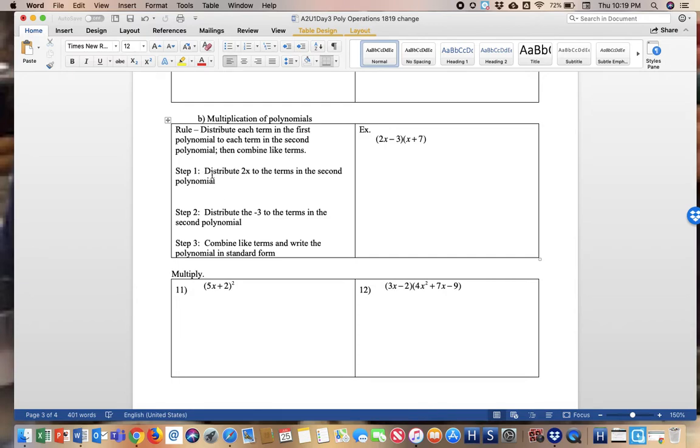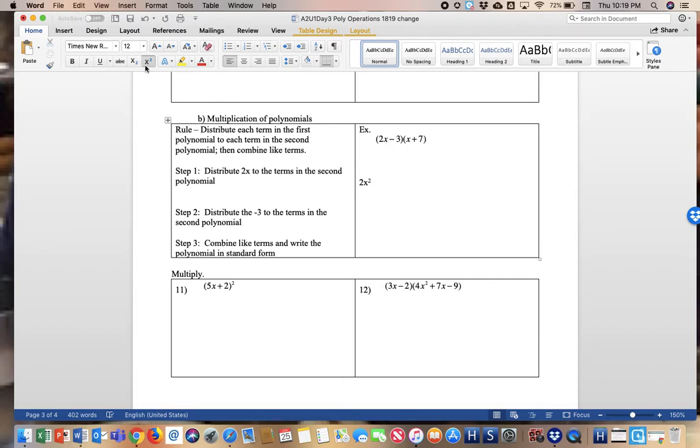So let's go through and do that. So we're going to distribute the 2x to the terms in the second polynomial. So we're going to do 2x times x. So in this case, 2 times 1 is just 2. And then x times x. Remember, the variable stays the same, so it's still x, and we're going to add the exponents. Well, in both cases here, I do not see an exponent. So they both have an implied exponent of 1. So 1 plus 1 is going to give us that implied exponent of 2. So that's our first scenario.